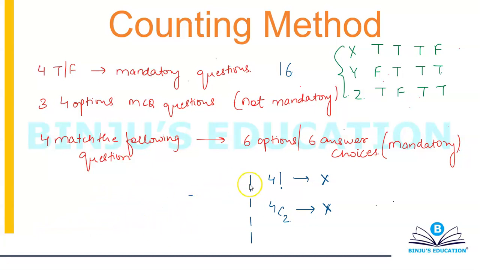The second one is three MCQ questions with 4 answer choices, and the questions are not mandatory. So let's look at the question individually. If the questions are not mandatory, that means you can leave a question. So you have the fifth option with you. You can either mark A, B, C, or D, or you can leave the question also. That's also a possibility.